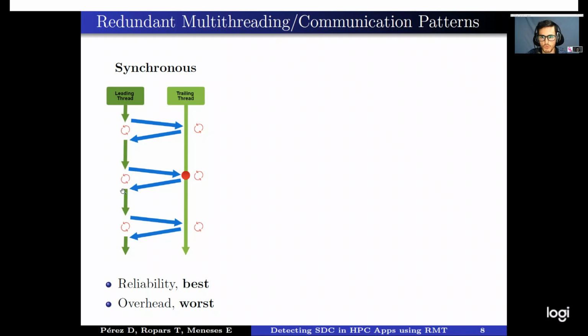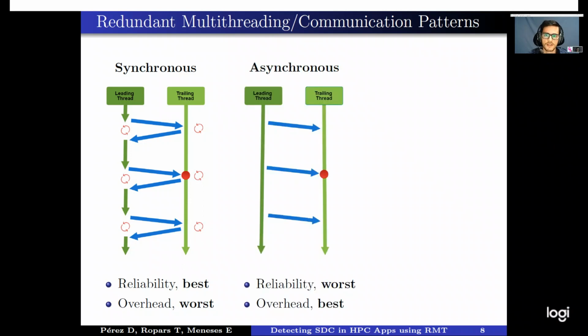The leading thread will wait after every calculation before continuing for a check of correctness, and the trailing thread might get to this point before the leading thread, so it has to wait for the data. So it's quite reliable, but it implies a lot of waiting points. So it's the worst regarding overhead.